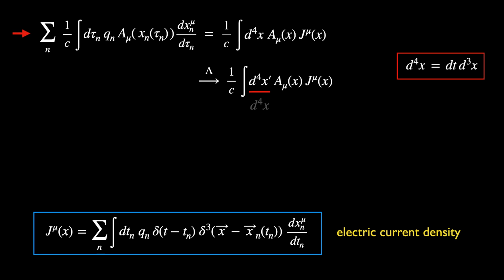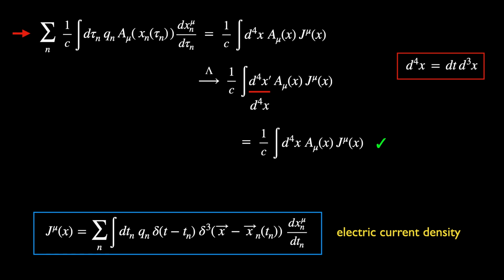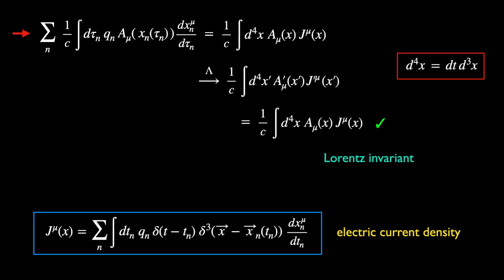This integration measure is also Lorentz invariant, since it is just related to the earlier Lorentz invariant measure by a factor of 1 over c. Thus this new form of the interaction action is also Lorentz invariant, as it should be. Another important feature of this current density is that it is also conserved. Let's prove this. As we move along, you'll see what we mean by current conservation.